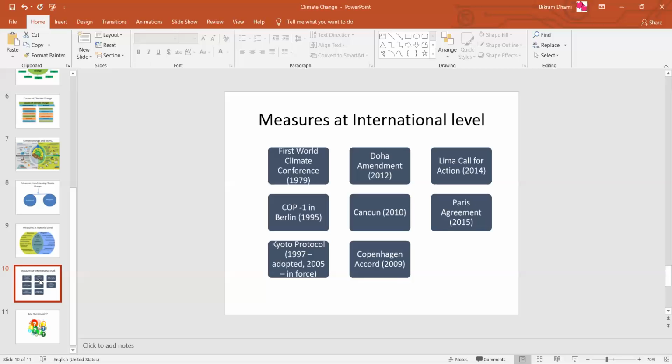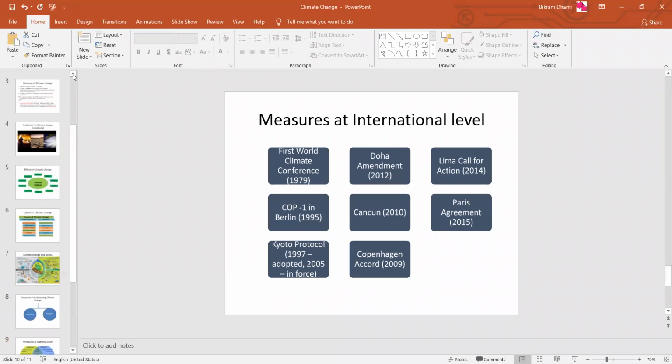Next one is the Doha Amendment. Amendment means changes in the policy or law. So the Doha Amendment is simply the continuation of scope and the change in the Kyoto Protocol. Articles 20 and 21 of the Kyoto Protocol were changed in the Doha Amendment, and it also added new emission reduction targets for the second commitment period of 2012 to 2020 for the participating countries of the Kyoto Protocol.